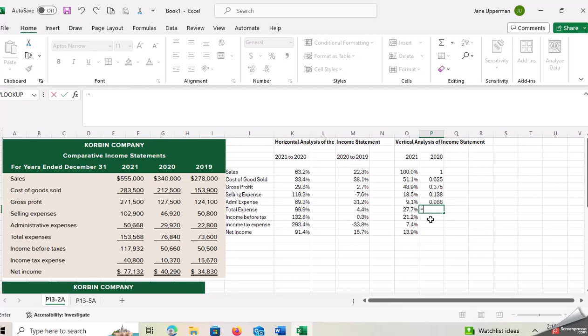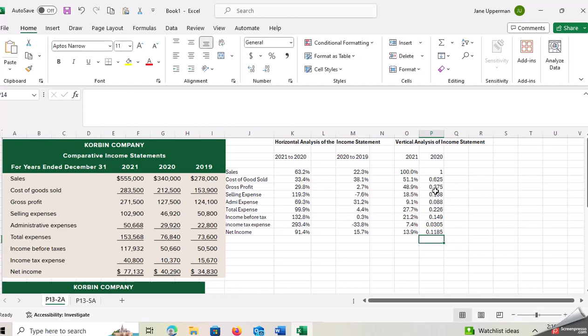Our total expenses are 76,840 divided by 340,000. Our income before tax is 50,660 divided by 340,000. Our income tax is 10,370 divided by 340,000. And then finally, our net income, 40,290 divided by 340,000. And again, we can highlight those and say, okay, these are all percentages, and I'll go out.